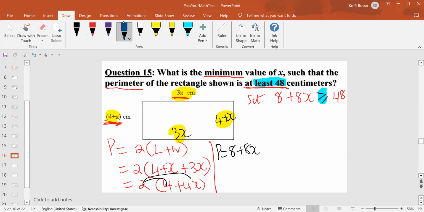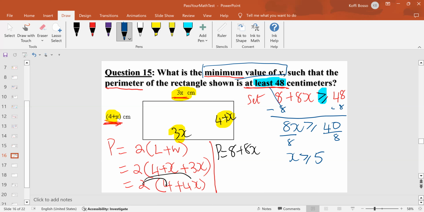Now we need to solve it. The first thing to do here is to subtract 8. So we're going to get 8x, because this will cancel out, is greater than or equal to 48 minus 8, which is 40. And to solve for x, we divide by 8. So we get x is greater than or equal to 5. That means x will be 5, or 6, or 7, whatever. So any value from 5 up. But in the question, they say, what is the minimum value of x?